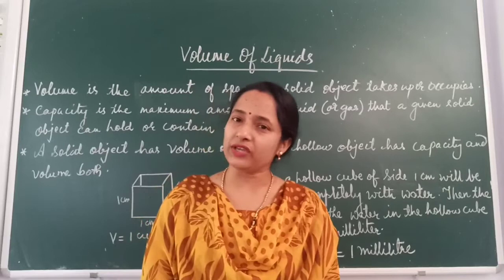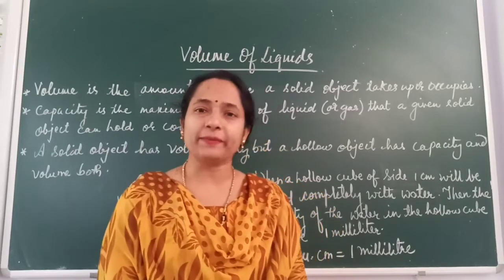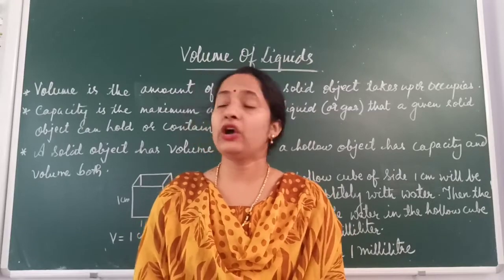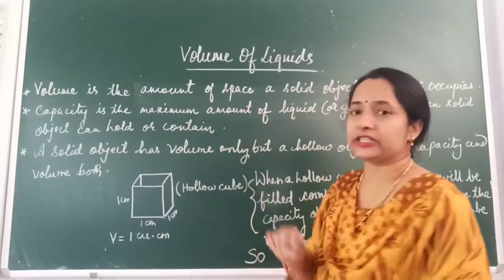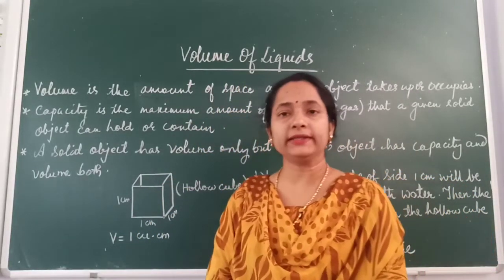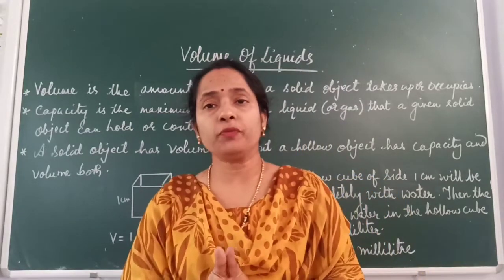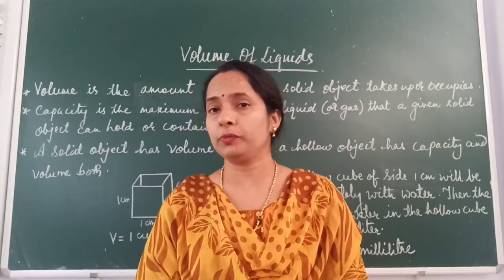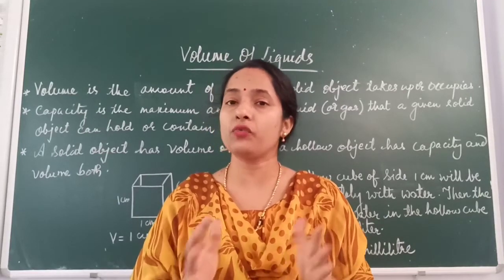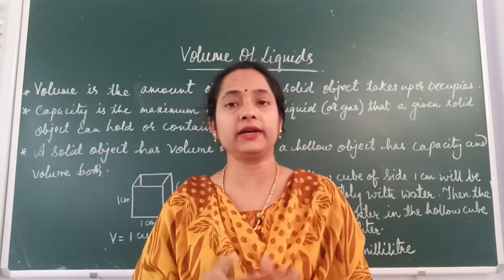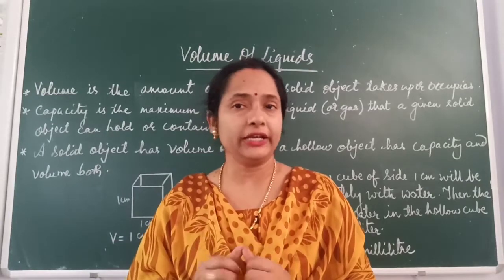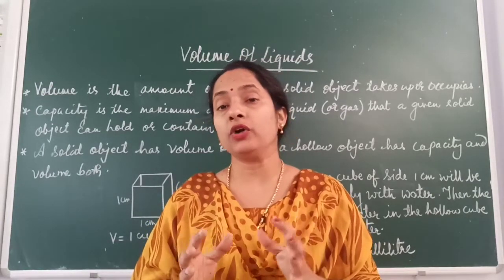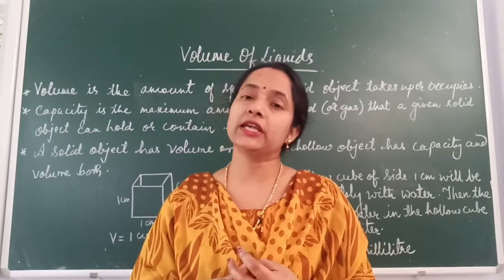In today's class, we are going to continue chapter 15, perimeter, area and volume, with the topic volume of liquids. We all know that volume of a cube or cuboid is measured in terms of cubic units, isn't it? Till now we have learned how to find the volume of 3D objects. Now it is our turn to understand how to find the volume of liquids.